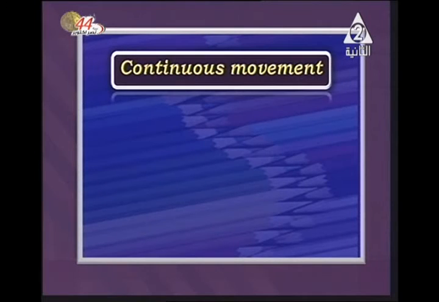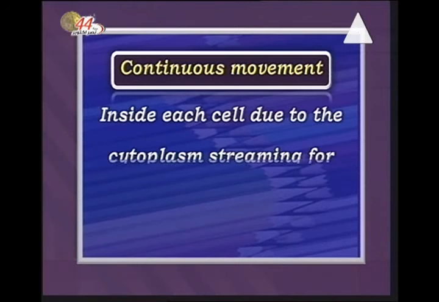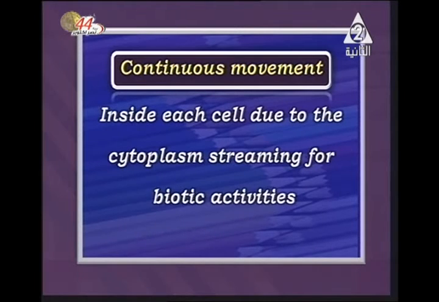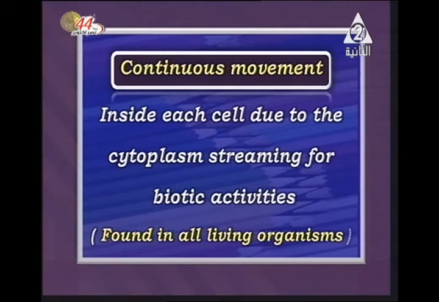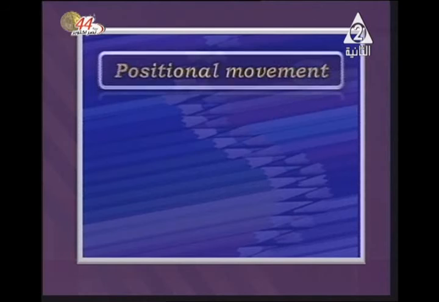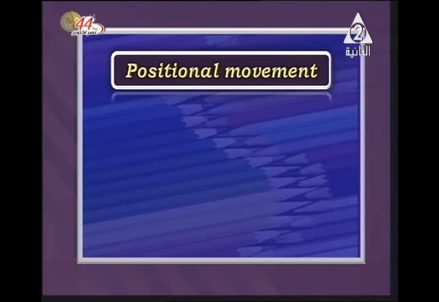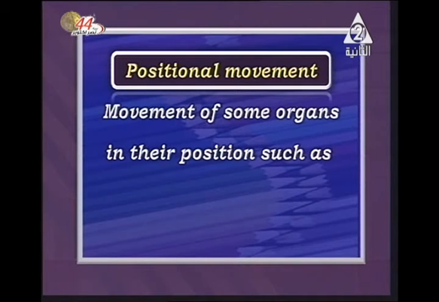So the first type of movement that we have is continuous movement inside all different types of cells, like cytoplasmic streaming as shown in the video. Well, the second type, which is what? Positional movement. Positional means just a part of the living organism is moved, not all parts, not the whole living organism, just a part of it. Movement of some organs inside the body, like what?